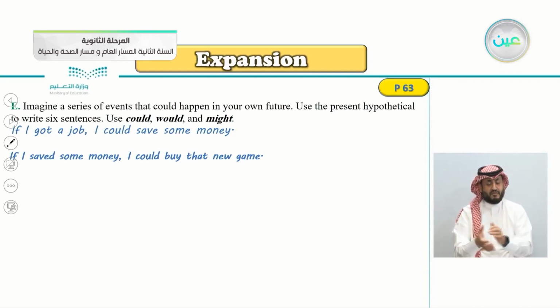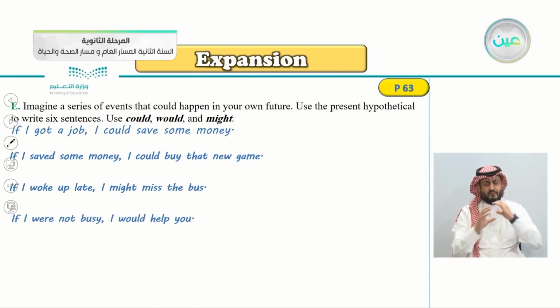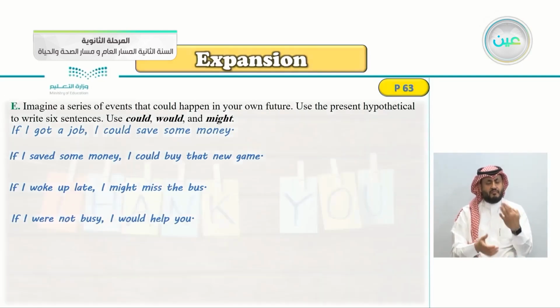If I saved money, I could buy that game. If I woke up late, I might miss the bus. If I were not busy, I would help you, and so on. You can continue with even more than 6 sentences.